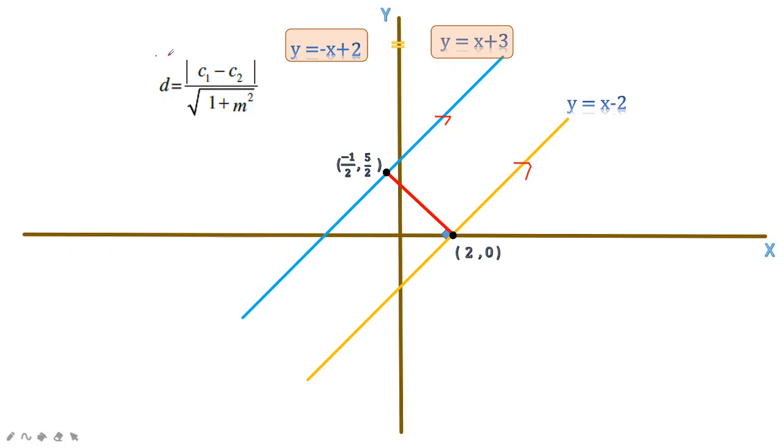And this is the absolute value. Why are they taking the absolute value, or the modulus? It is because distance can never be negative. So even if you get something like minus 5, because there is a modulus, the answer will be 5.